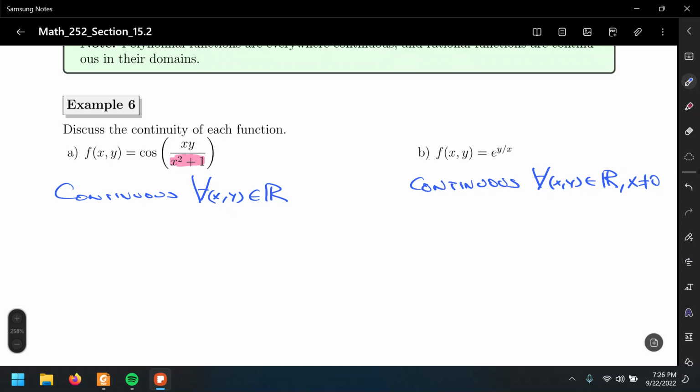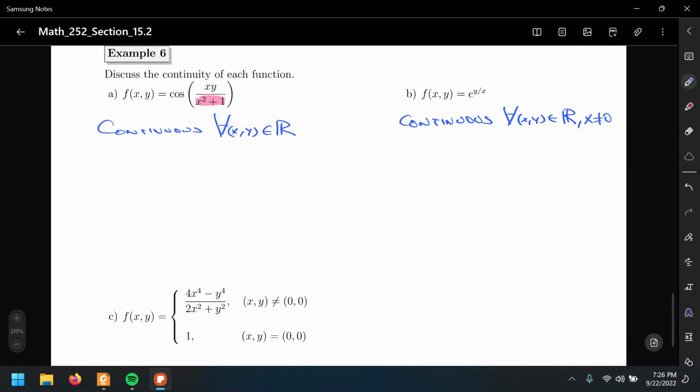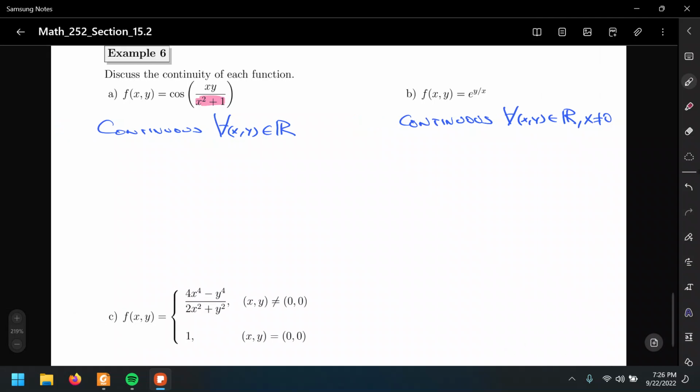And for letter C, we have this piecewise defined function. Well, what is analogous to this kind of piecewise function? So you might have seen from intermediate algebra, whenever you have the graph of something like this and something like this. Does that graph look like a continuous function? No, it doesn't, right? Because they're not connected. How about this one?